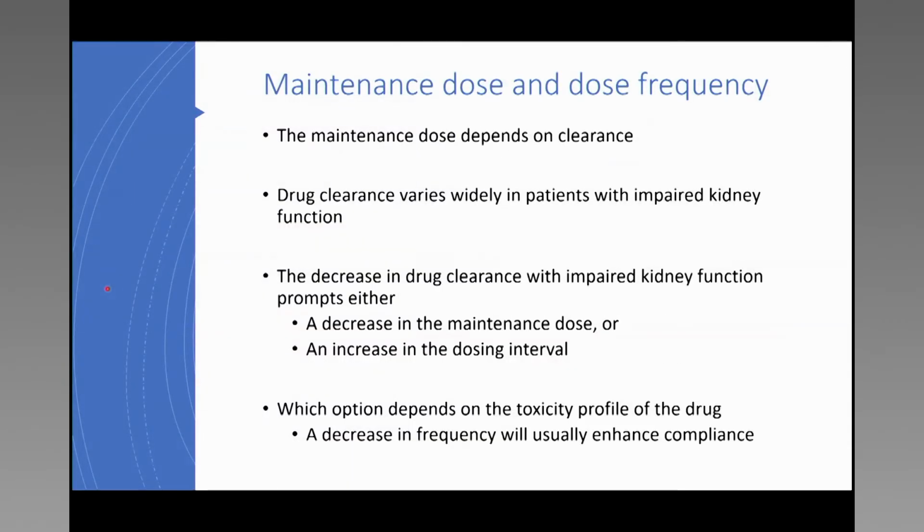So the maintenance dose and the dosing frequency largely depends on clearance. I mentioned this to you before. Drug clearance varies widely in patients with impaired kidney function, depending on what their kidney function is. The decrease in drug clearance with impaired kidney function prompts either a decrease in the maintenance dose, meaning we give a smaller number of milligrams, or an increase in the dosing interval, meaning that we extend the frequency of the dosing. Either of these decisions can be made in patients with impaired kidney function, but the specific one we do may depend on the drug in question. We'll talk about that with an example later.